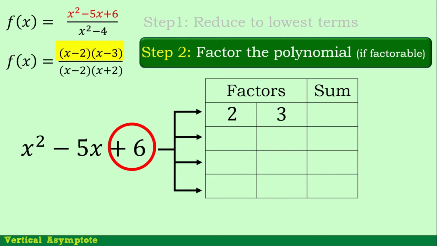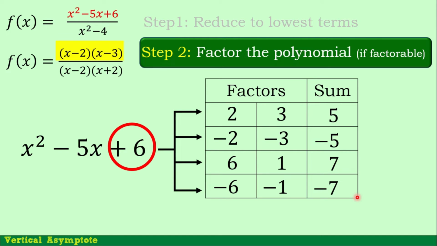We have positive 2 and positive 3. When you multiply the two numbers, it leads us to positive 6. We also have negative 2 and negative 3. Another pair is positive 6 and positive 1. And we also have negative 6 and negative 1. Now, after getting all the possible factors of our last term, let's get the sum of the factors. 2 and 3 give a sum of positive 5. Negative 2 plus negative 3 gives negative 5. 6 and 1 give 7. And negative 6 and negative 1 give negative 7.